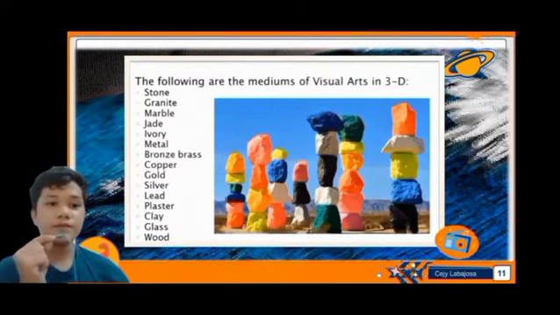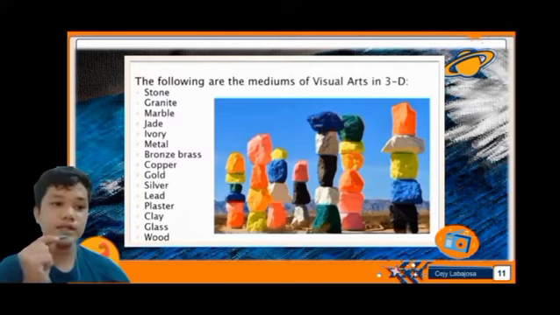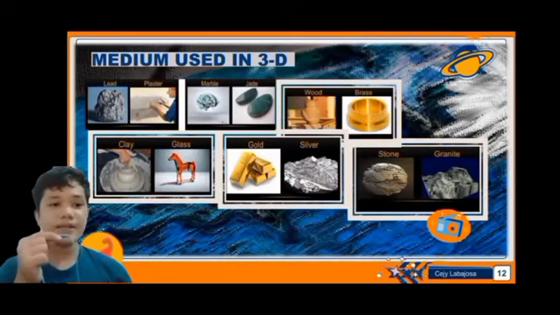The following are the mediums of visual arts in 3D, like stone, granite, marble, jade, ivory, metal, bronze, brass, copper, gold, silver, lead, plaster, clay, wood, and glass. Mediums used in 3D. What you can see at my back are examples of lead, plaster, marble, jade, wood, brass, clay, glass, gold, silver, stone, and granite. These examples are commonly used for sculpting.